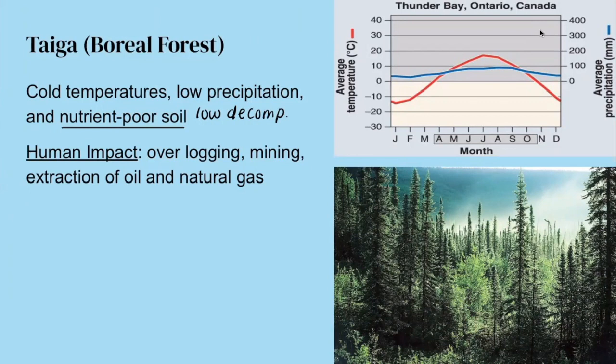Some human impacts are, since this biome does not have permafrost, we get these large trees that can grow. So the image to the right shows these really large trees, and we humans have deforested these regions historically, overlogged them. Also in these areas is where we find a lot of oil and natural gas reserves. So we mine for coal and then extract oil and natural gas in these areas, which can have some really big impacts on the biome. It destroys a lot of habitats and it leaves behind a lot of waste, which can harm the animals and plants that live there. So that's our human impact that we're seeing here.